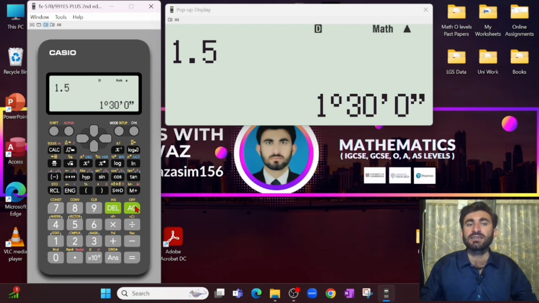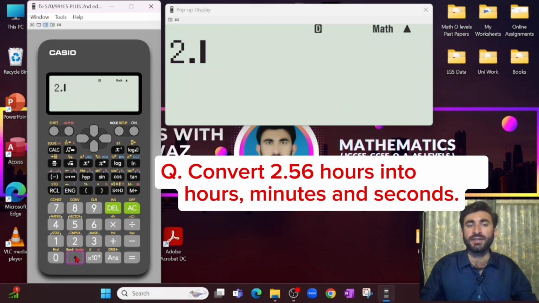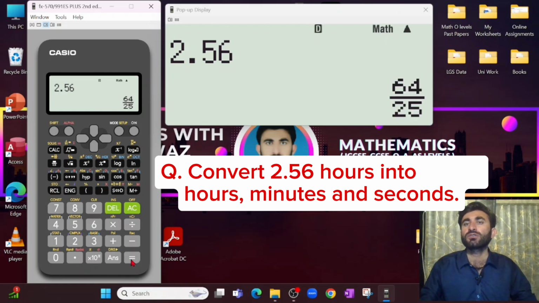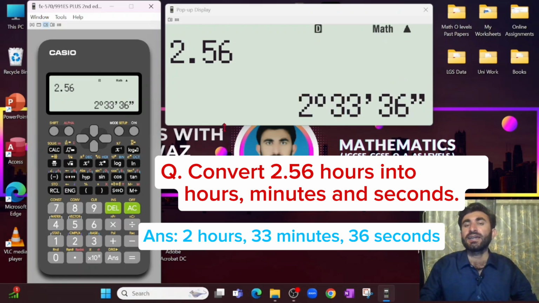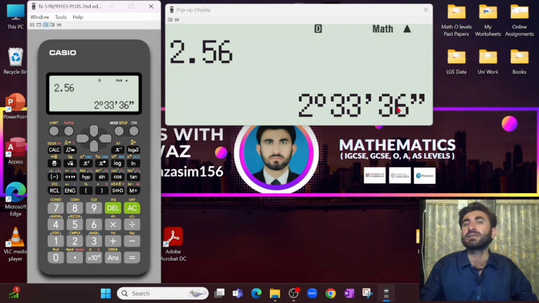Let us take another example, like I have taken 2.56 hours and press equal to, and I want to convert this into hours, minutes, and seconds. So just press the second button in the third row from the left side, and here you go. That is 2 hours, 33 minutes, and 36 seconds. So that's how you convert the decimal value of hours into hours, minutes, and seconds.